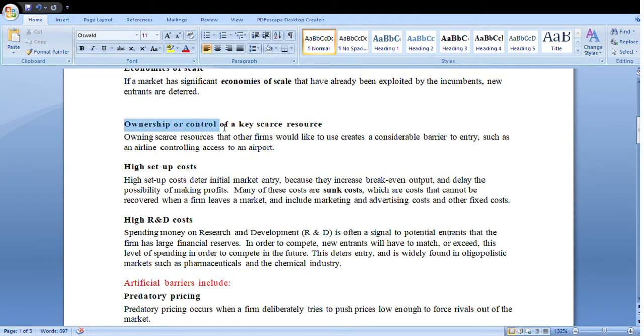Second is economics of ownership or control of the key scarce resources. If you have control of the key scarce resources, that could act as a barrier for new firms. For example, in the case of oil or petrol, few countries in the world have control of these natural resources. If these few countries increase the price, we have to pay a high price. If they exploit, we will be exploited. Nothing to do here.